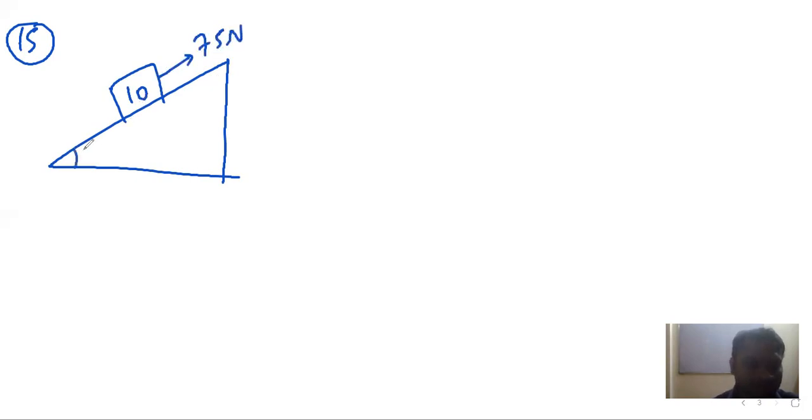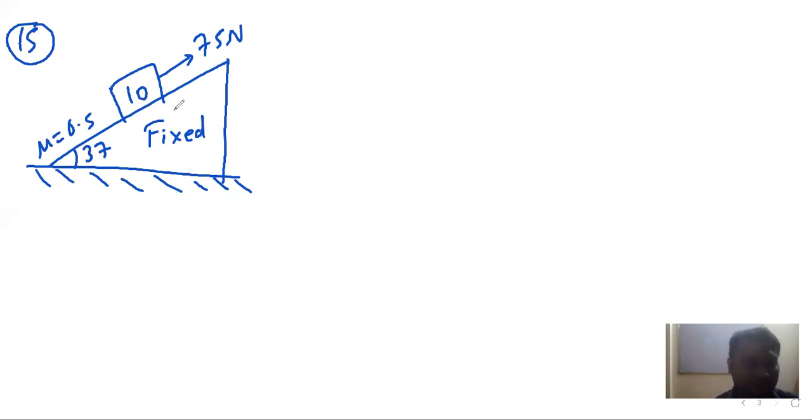In question 15 on page number 18, illustration 15, we have to find the acceleration of the block. So we have a 10 kg block here, and we have to find its acceleration. We are applying an upward force of 75 Newton. This angle is again 37 degrees, and this is a fixed wedge. This is fixed, that means it is fixed to the ground. Angle is 37. The coefficient of friction is given to us as 0.5.